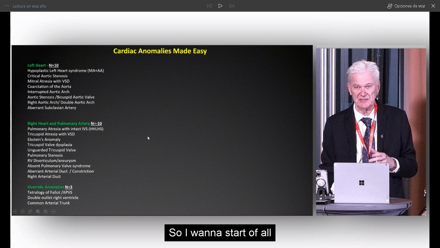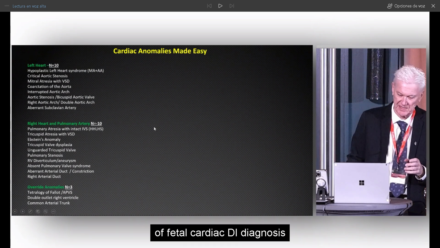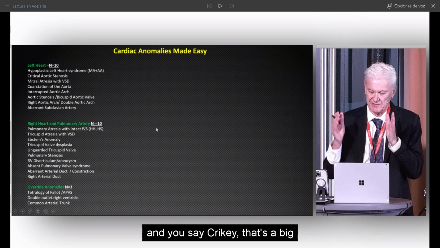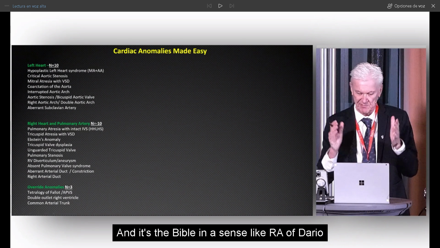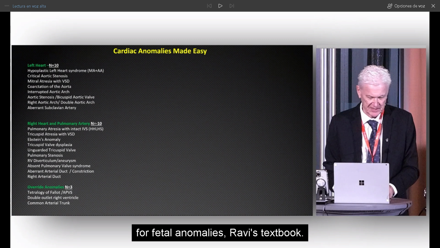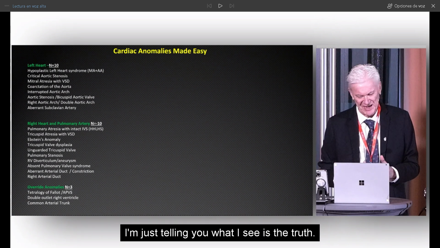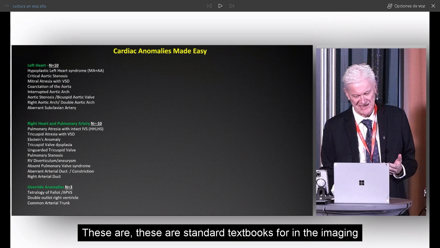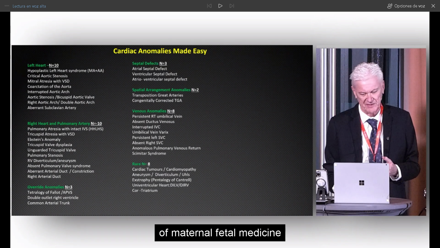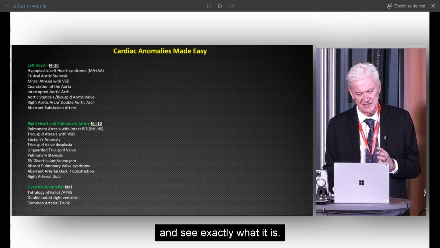So I want to start off by saying, you take out Ravi's textbook of fetal cardiac diagnosis and you say, crikey, that's a big book with a lot of information. It's the Bible in a sense, like Dario for fetal anomalies. I'm not here as a publisher's advocate, folks. I'm just telling you what I see as the truth. These are standard textbooks in the imaging of maternal fetal medicine. And you break it down, you say, okay, let me try and see exactly what it is.